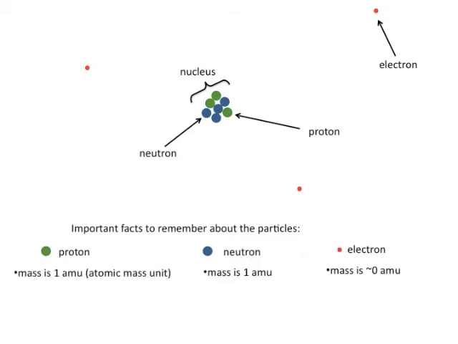There's a unit that's used to describe exactly how large or small one of these particles is. It's called an AMU, which stands for atomic mass unit. Both a proton and a neutron are considered to have a mass of 1 AMU. In contrast, electrons are much smaller. They're considered to have a mass of approximately 0 AMU.